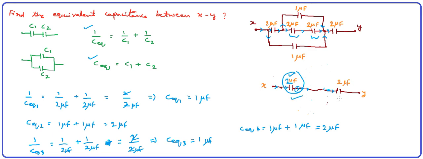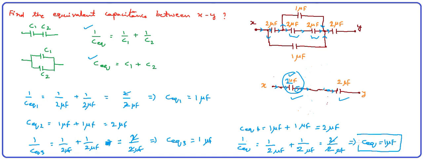Now this 2 microfarad and this 2 microfarad are in series. So for the final C equivalent, I need to follow the first formula. 1 by C equivalent is equal to 1 by 2 microfarad plus 1 by 2 microfarad, which is equal to 2 by 2 microfarad, which implies C equivalent is equal to 1 microfarad. So this is the final answer.